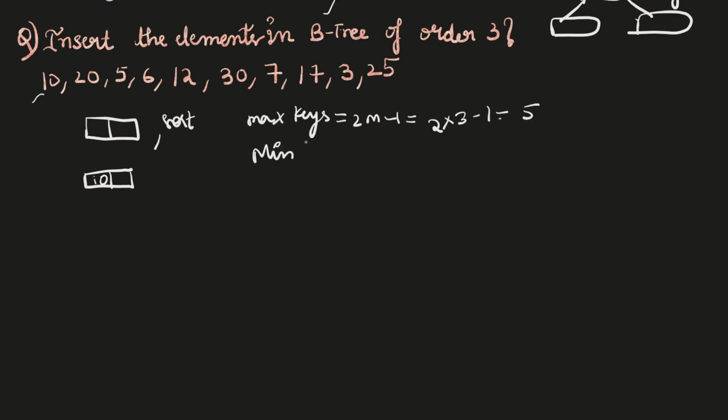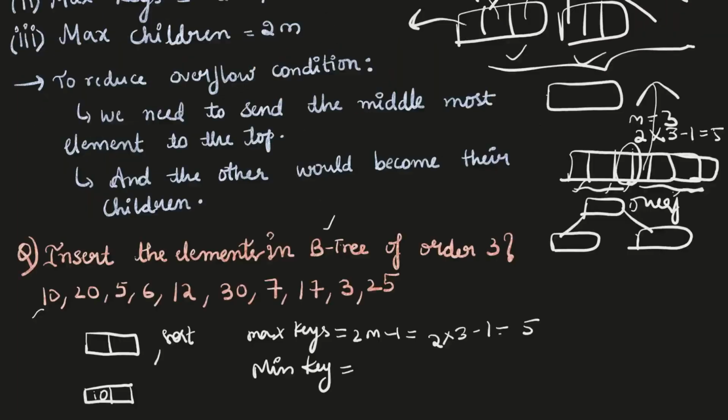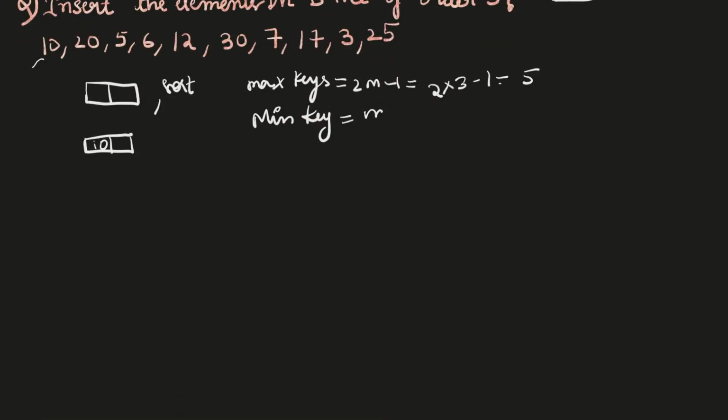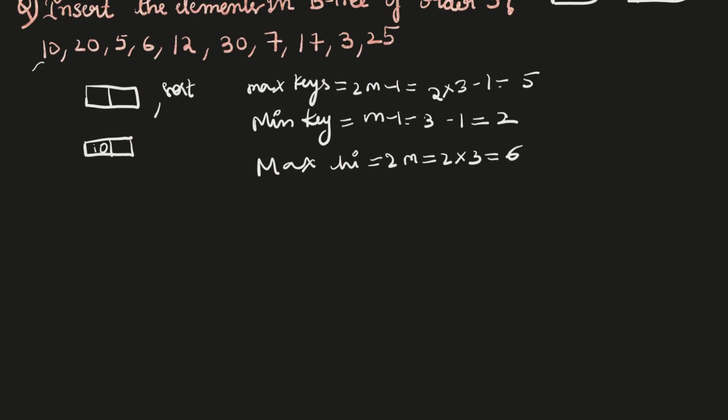What is the minimum keys condition? It is nothing but m minus 1. So it is 3 minus 1, 2. What is the maximum children? It is 2m. Nothing but 2 into 3. That is 6. Okay. Now the first element to insert is 10. So what is the maximum keys we can insert in a child? That is 5. So we'll first create a box which has 5 keys. 3, 4, 5. So first element is 10.